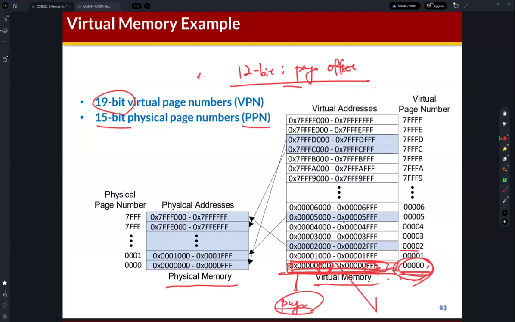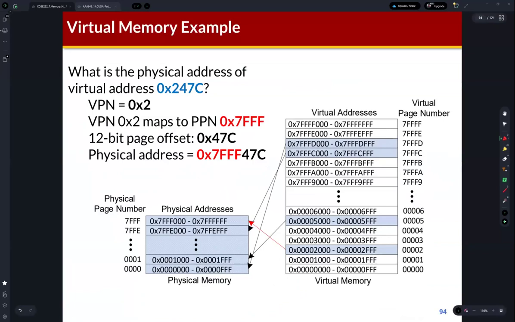So in this example, the virtual page number 002 is translated into the physical page number 7FFF. So you can find the address range. This is the virtual address range. So 2000 to 2FFF is translated into 7FFF000 to 7FFFFFF, because the physical page number is 7FFF. Okay, so this is the example.